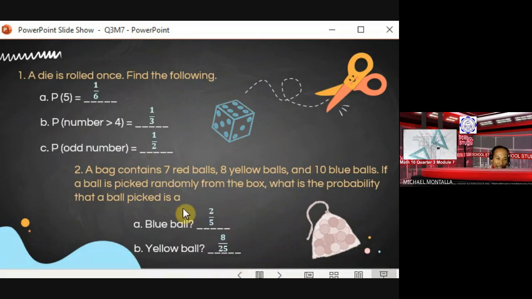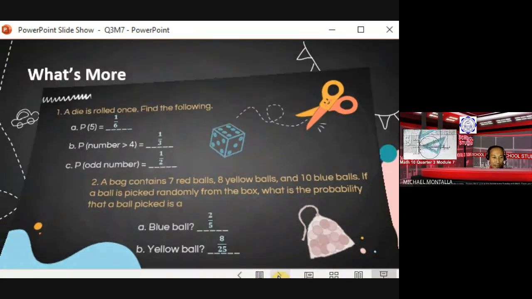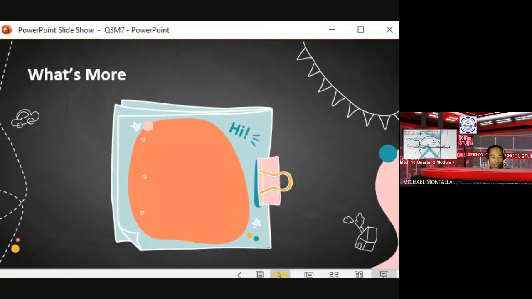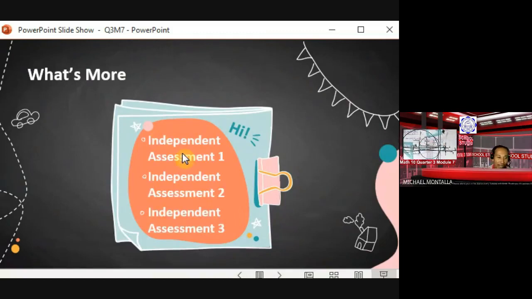Okay? So, nasundan ba yung ating case number 2 or example 2 dito? Yes? Opo. Okay, very good. Ayan, nasa what's more tayo. At ito yung inyong mga sasagotang activities. Okay? Julian, we got it. We are now at the end of our topic for today, Module 7.